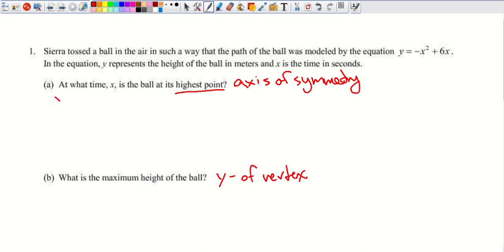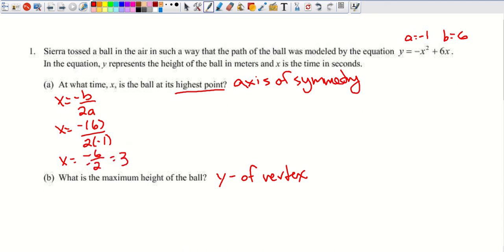Okay? So we're going to do our x equals -b over 2a here. We know that a is going to equal -1. It's in front of the x squared, and b is equal to 6. So x is equal to -b, so that's -6 over 2 times -1. So x is equal to -6 over -2, which is 3. So we can say after 3, and just check your units, make sure we're right, seconds. All right, ball is at its highest point.